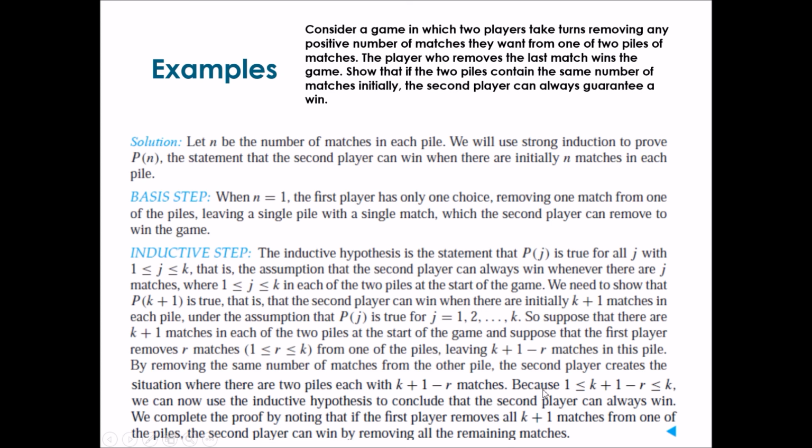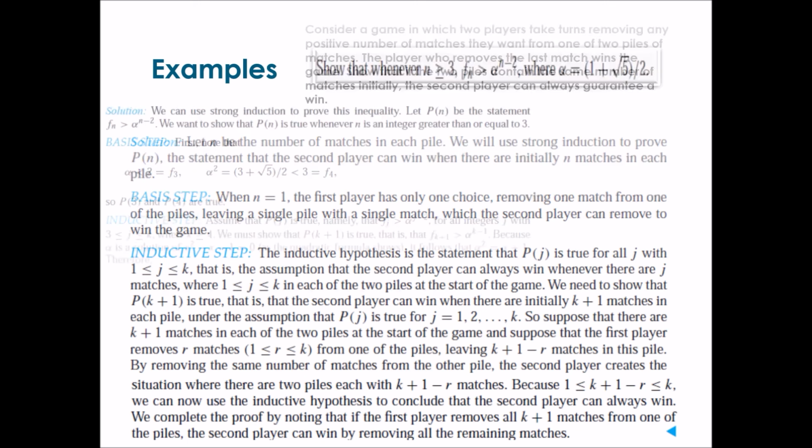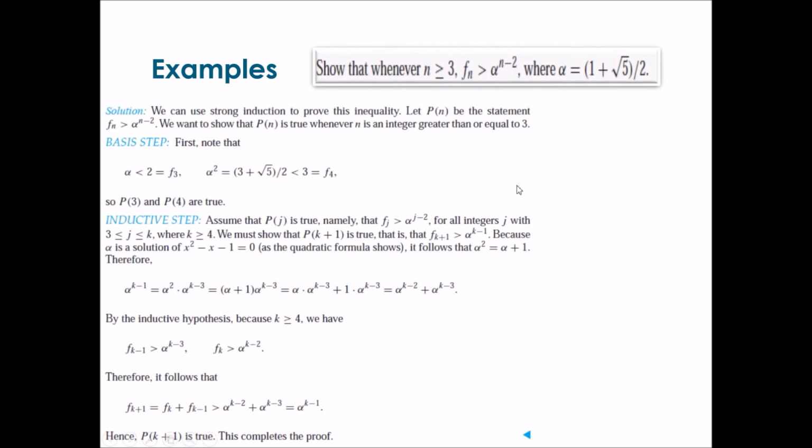Now since k plus 1 minus r lies between 1 and k, using our assumption that Pj is true, we can use the inductive hypothesis to conclude that the second player can always win. So this completes the proof. That is, Pk plus 1 is true whenever Pj is true for all j up to k, and this implies that Pn is true. Next example.